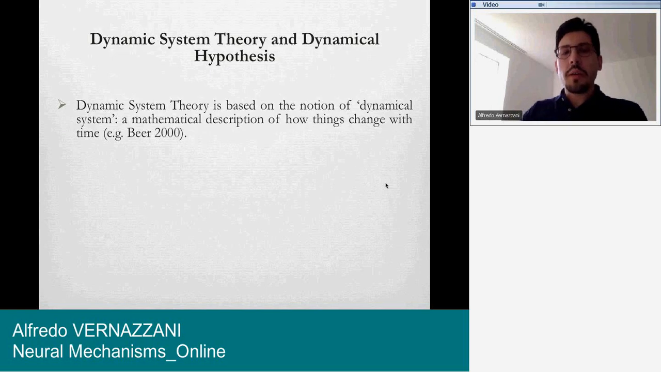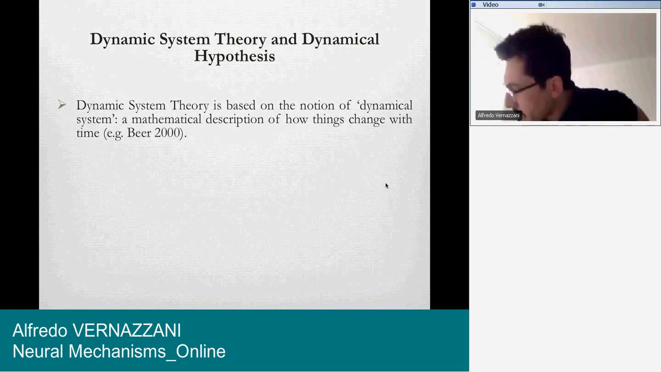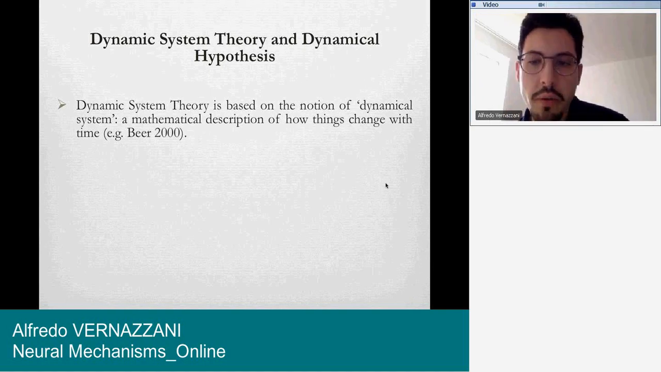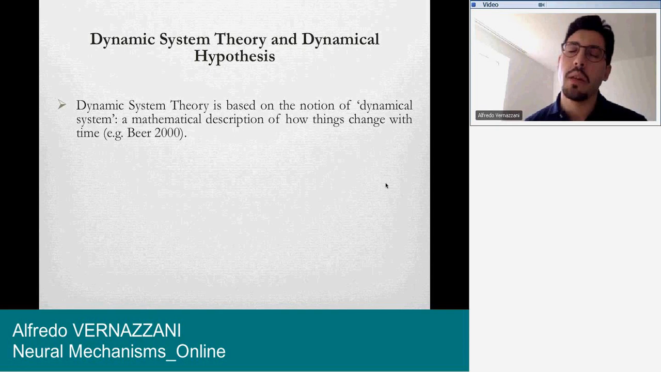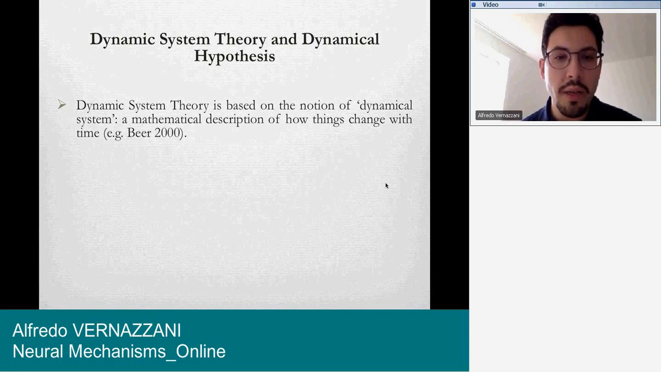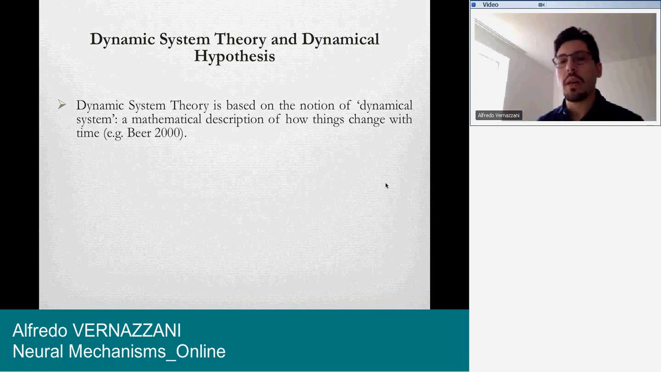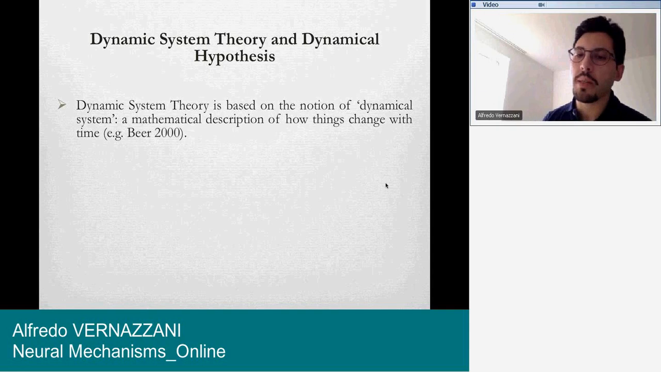Now, as I said, it will be an integral part of my argumentative structure to claim that the sensorimotor theory is very similar to the stronger dynamical hypothesis in cognitive science. So I'm going first to sketch out very briefly what dynamical systems theory says and then introduce the dynamical hypothesis. Dynamical systems theory, as you all know, is based on the notion of a dynamical system, which is a mathematical description of how things change with time.